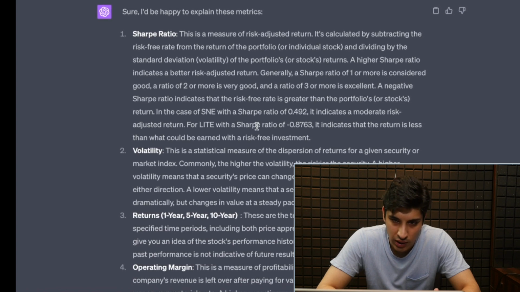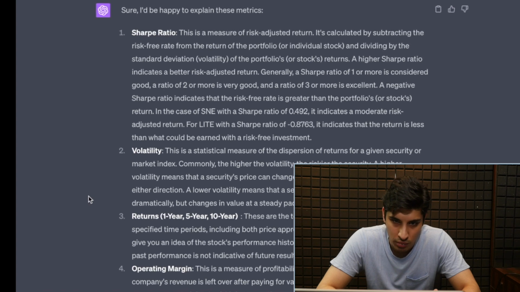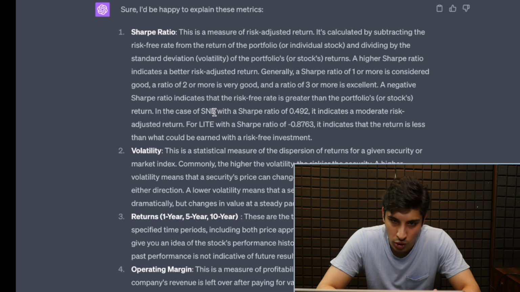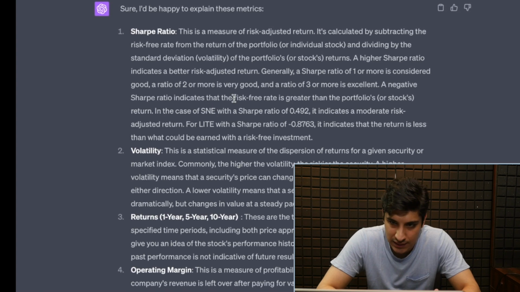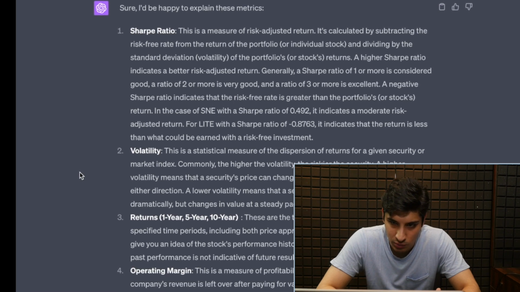So then it gives me a breakdown of what these terms mean, which is Sharpe ratio is a measure of risk adjusted return. A higher Sharpe ratio indicates a better risk adjusted return. A Sharpe ratio of 1 or more is considered good, a ratio of 2 or more is very good, and a ratio of 3 or more is excellent. A negative Sharpe ratio indicates that the risk-free rate is greater than the portfolio's return. Okay, this is the case for Lumentum right now.